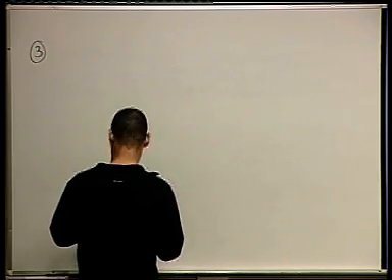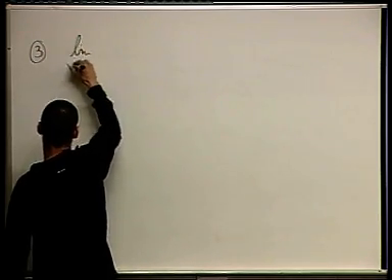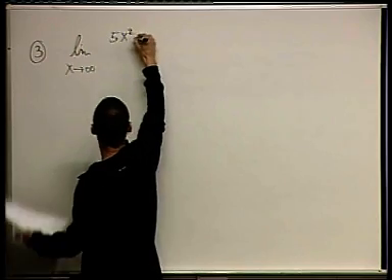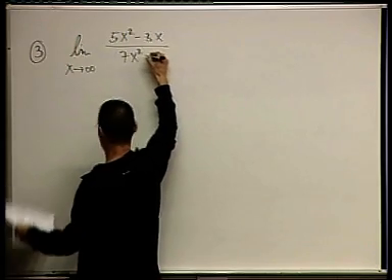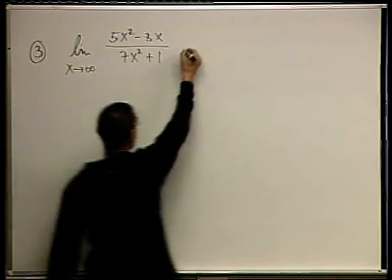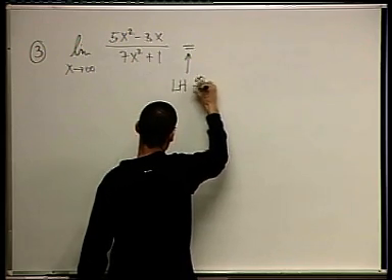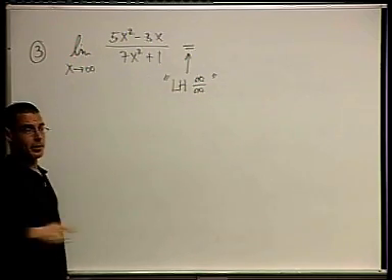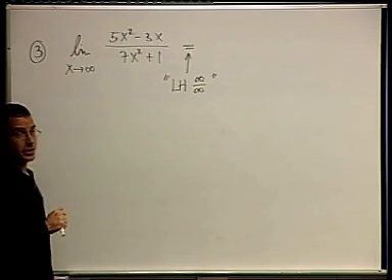Okay, so example number 3. Suppose we want to calculate the limit as x goes to infinity of 5x squared minus 3x divided by 7x squared plus 1. Now this is an example of a situation where the top goes to infinity and the bottom goes to infinity. So this is an infinity over infinity situation. This is an example that you knew how to solve in your pre-L'Hopital life. You just divide top and bottom by x squared and you're going to get 5 over 7.